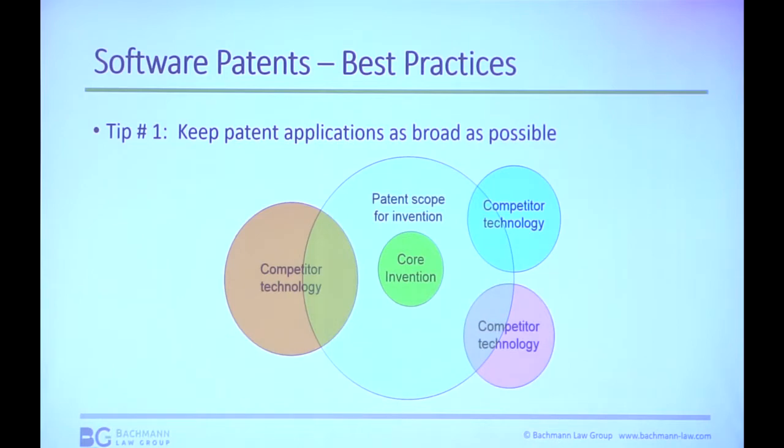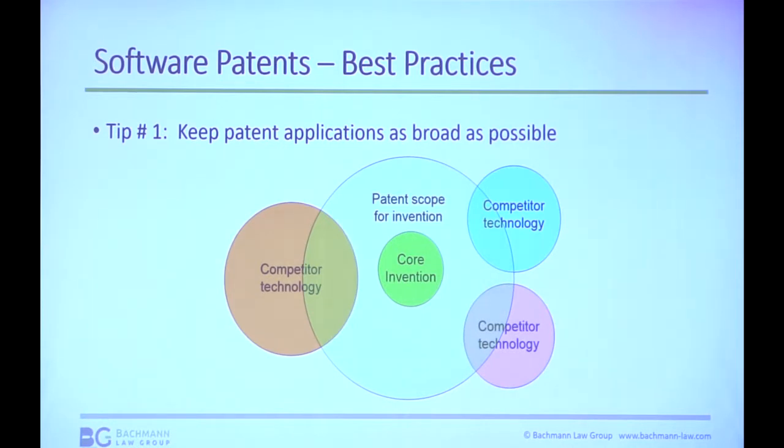So one is to aim for the moon. Try and keep your patent application as broad as possible. Typically, you have a core invention which differs from the technology of your competitors in some way, formed by these different smaller bubbles or circles. Aim for the moon, and try and describe your invention as broadly as possible. And by that I mean, if your competitor was going to work your novel feature into their product, what would that look like from their point of view? Try and cover those features in your patent application.